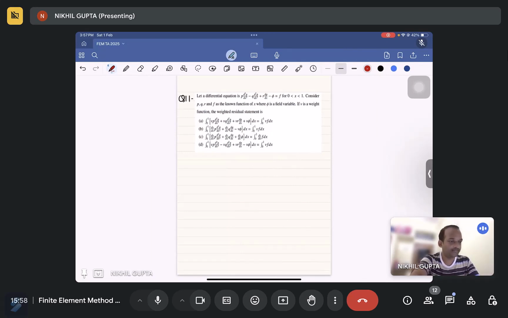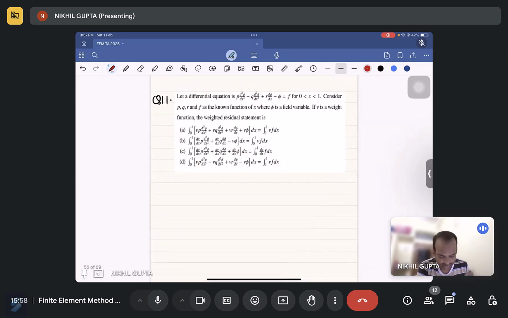One more thing. Okay, let's start with the questions. Let's see what this question says. It says, let the differential equation be this, for 0 to 1, consider p, q, r, f as known functions of x. Phi is a field variable, v is the weight function. And you have to solve it by the weighted residual method.